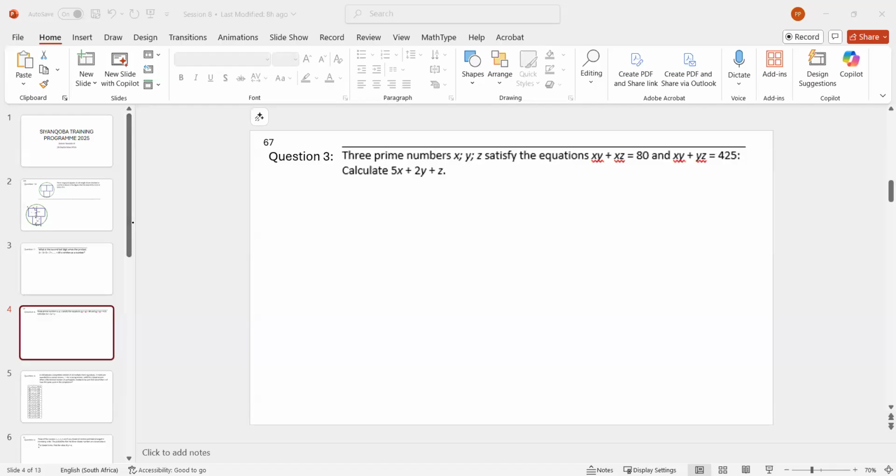All right. The next problem, 3 prime numbers. So it's given that x, y, and z are all prime numbers. They satisfy some equations. Let's write these equations down. First equation, xy plus xz. Let me take out x as a common factor. x(y plus z) is 80. And the second equation is, I got y is common here. So it's y times (x plus z) is 425.